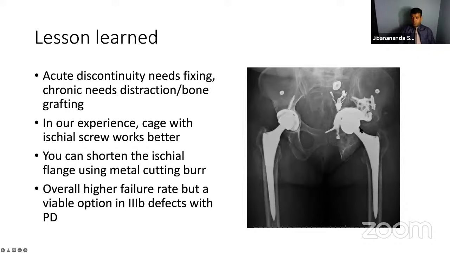And in this patient, a lot of complications with this, as this was done outside: had an iliac vessel injury, had a sciatic nerve palsy, and had an infection. Underwent a 2-stage surgery with me, with another cup cage with the construct I use with the ischial screw. As I said, you can shorten the ischial flange using a metal cutting burr. Overall, higher failure rate as expected with these complicated surgeries, but a viable option in a type 3B acetabular defect with pelvic discontinuity.